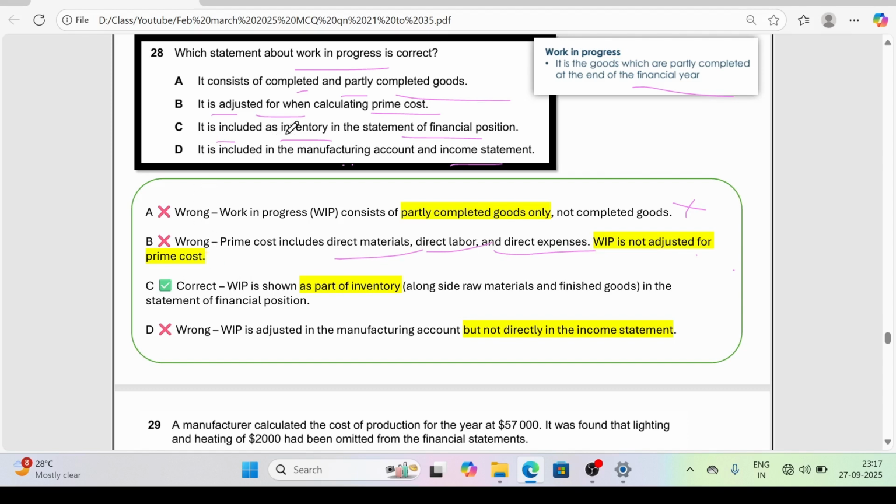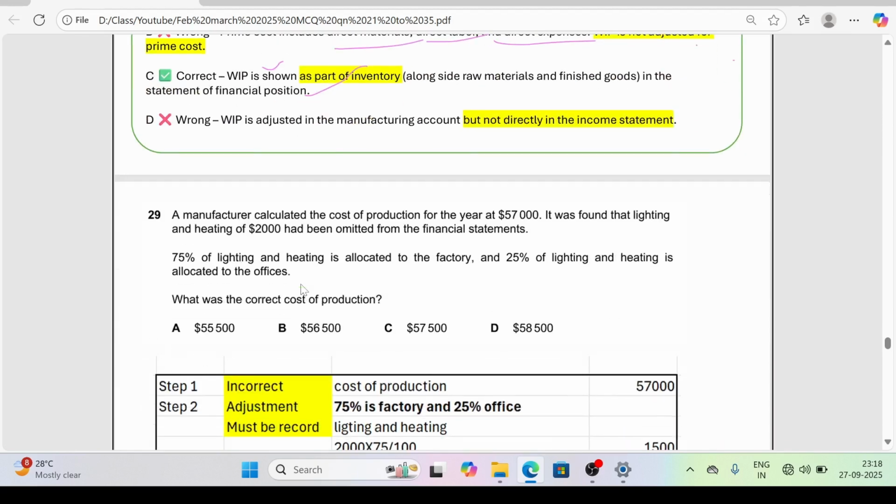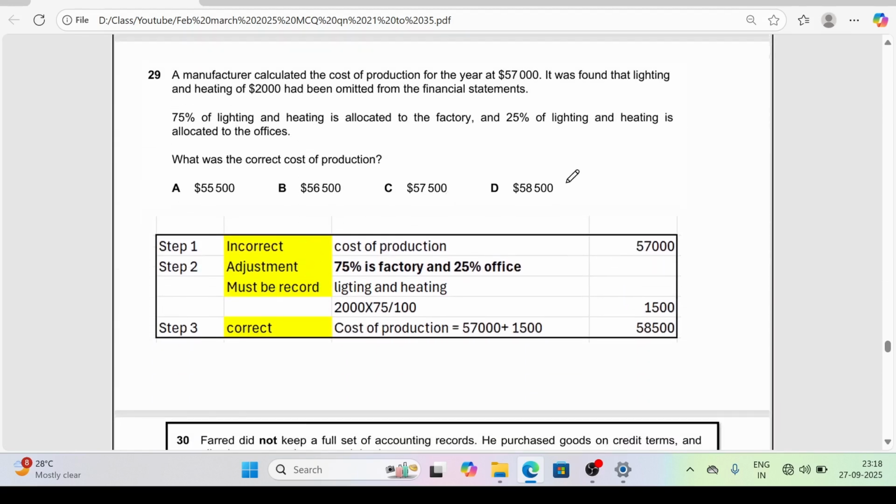Then option C, it is included as inventory. Yes, work in progress is shown as a part of inventory alongside raw materials and finished goods in the statement of financial position. Then it is included in the manufacturing account and income statement. It's wrong. Work in progress is adjusted in the manufacturing account but not directly in the income statement. Okay, got it? Option C is the right one. So let's move to question number 29.